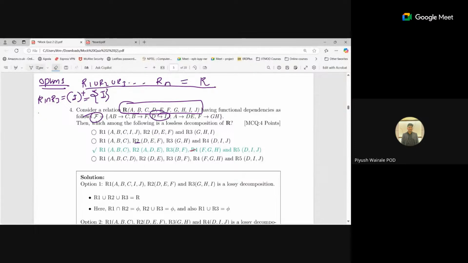Decompose a relation. So let's say, for example, R1 intersection R2. That is what? A here, right? Yes. From A, am I getting R1 or R2?